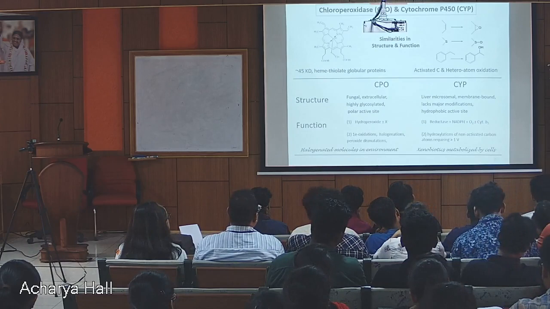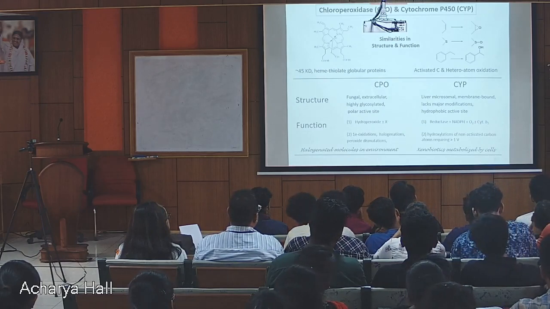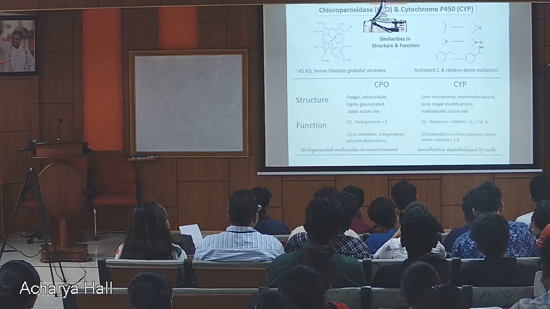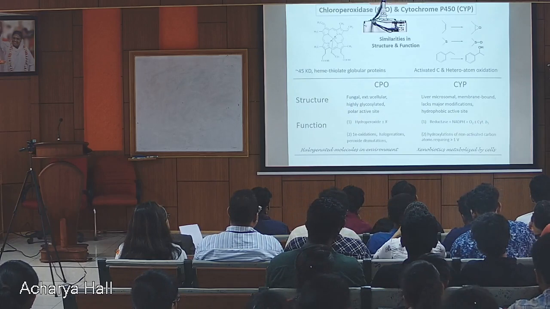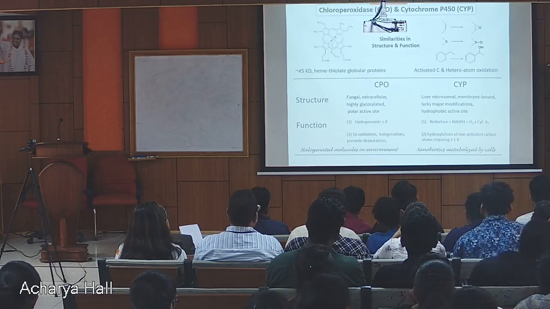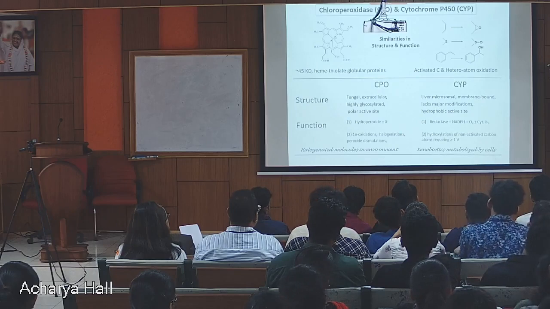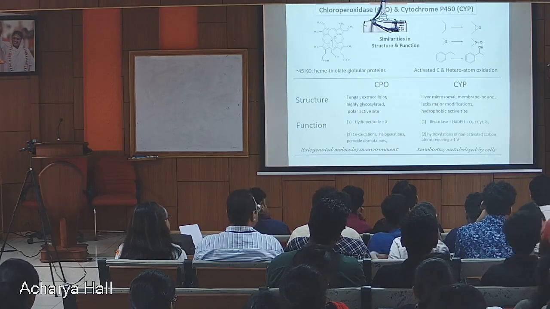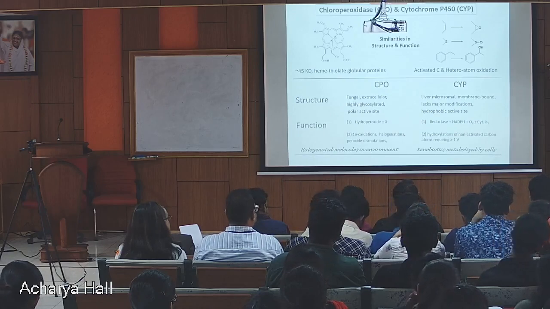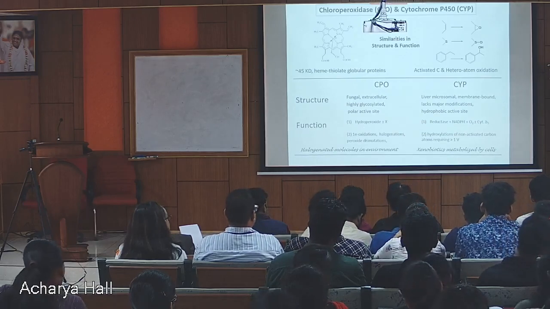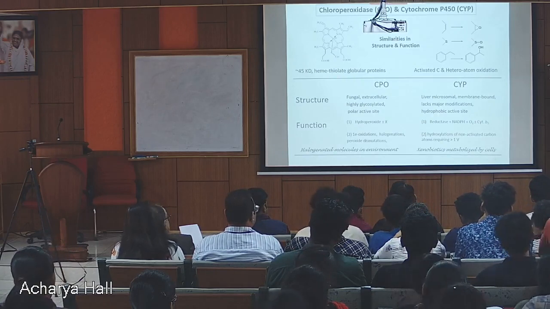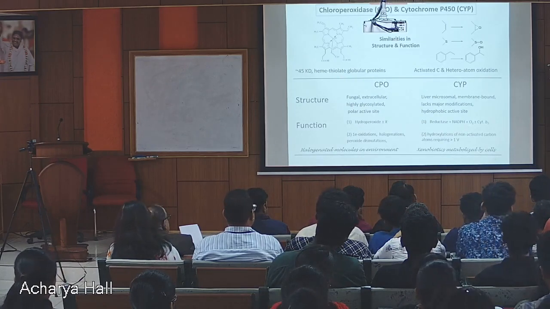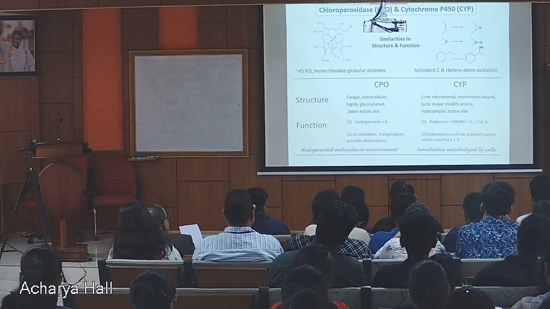So the other similarities are... there are some differences. However, fungal and extracellular enzymes are highly glycosylated with polar active sites, whereas the liver microsomal enzymes are membrane bound, lack major modifications, and have a hydrophobic active site. Active site is what? The heme enzyme pocket. Now, this one can also do chlorination, whereas this cannot do chlorination. This requires reductase, NADPH, oxygen and cytochrome b5, whereas this one uses hydroperoxide.